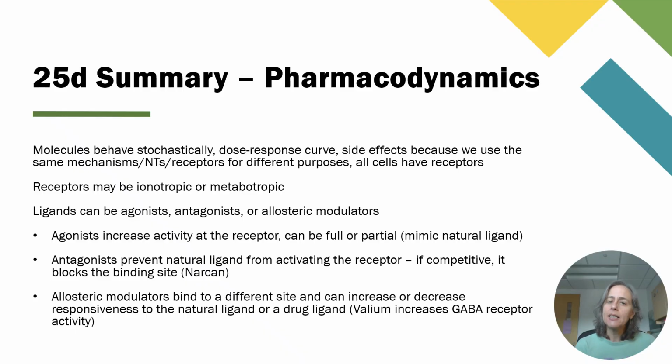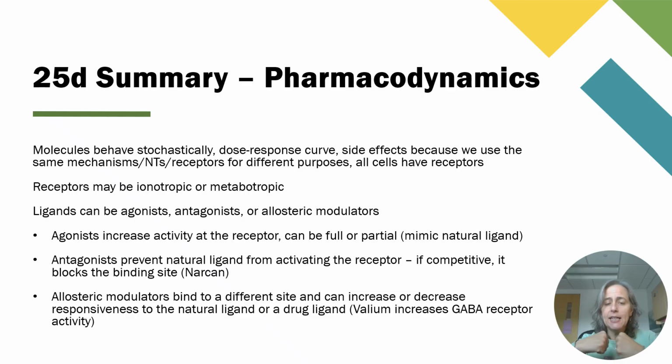So ligands can be of 3 different flavors for our purposes. Agonists are going to increase the activity of the receptor. They mimic the natural ligand and they activate the receptor and make it do its thing. If they're full, they can do it all the way. If they're partial, they can only do it partially. I love when things make sense.